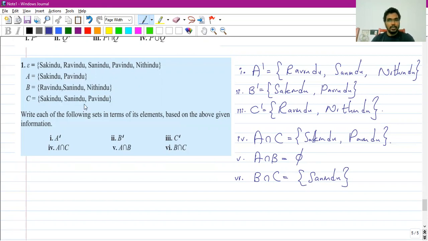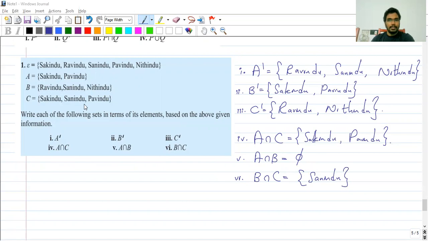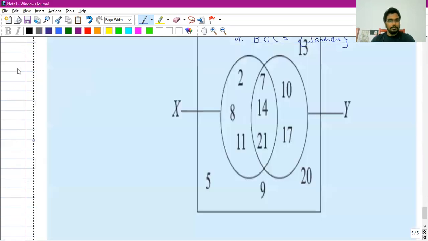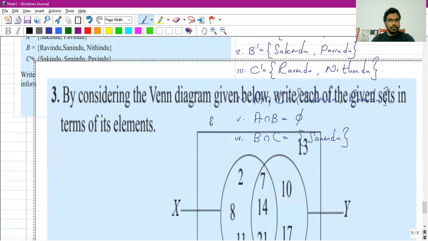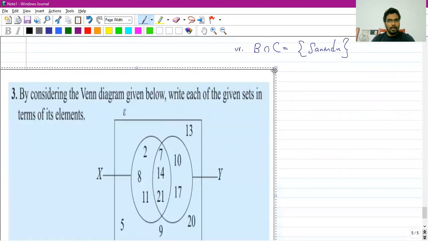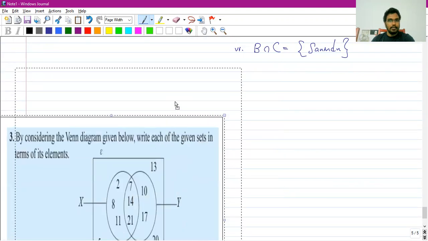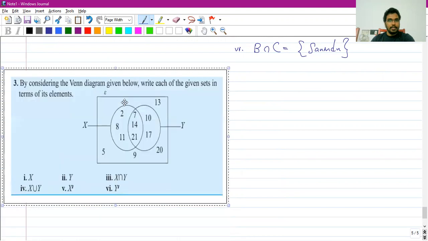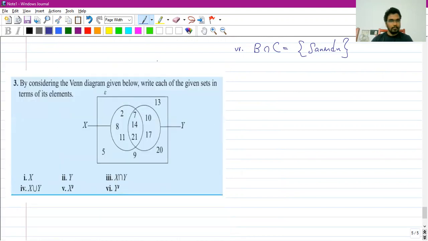Shall we move to the next part, exercise 22.5, question number 3? You can pause this video and try to do it. Now I will start discussing it with you. This is the third question. By considering the Venn diagram given below, write each of the given sets in terms of its elements.